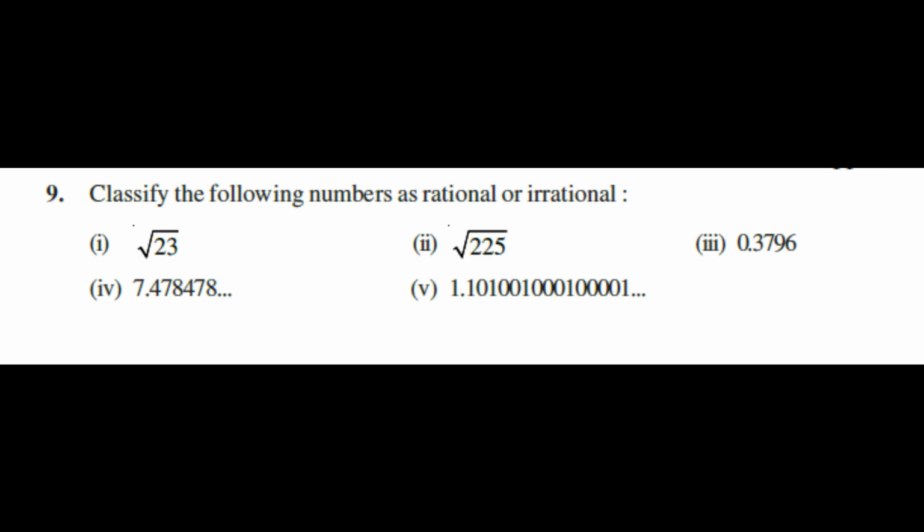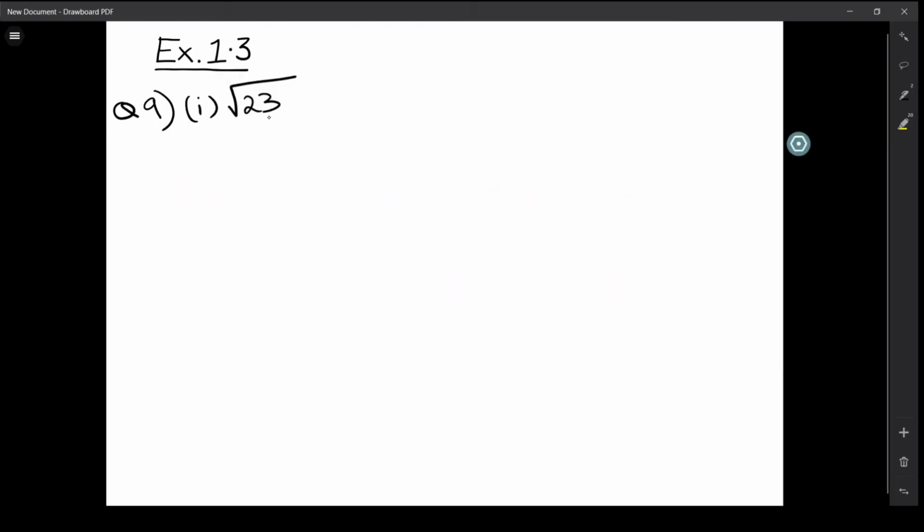This brings us to the last question of this exercise. It has 5 parts. We're going to go through them one by one. The question says, classify the following numbers as rational or irrational. The first one is under root 23. The number 23 is not a perfect square, and hence root 23 will give us a non-terminating, non-recurring sequence.